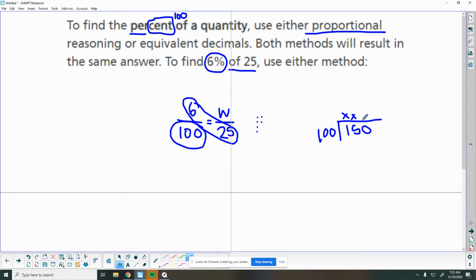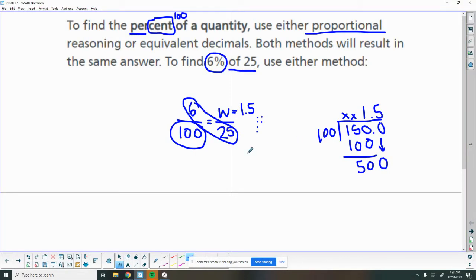So 100 goes into 150 one time, which is 100. Then there are 50 left over. So we're going to add a 0 and a decimal, bring that 0 down, and 100 can go into 500 5 times. So they got 1.5. If this were a test, they got 1.5 problems correct out of the 25. So they got 6%.